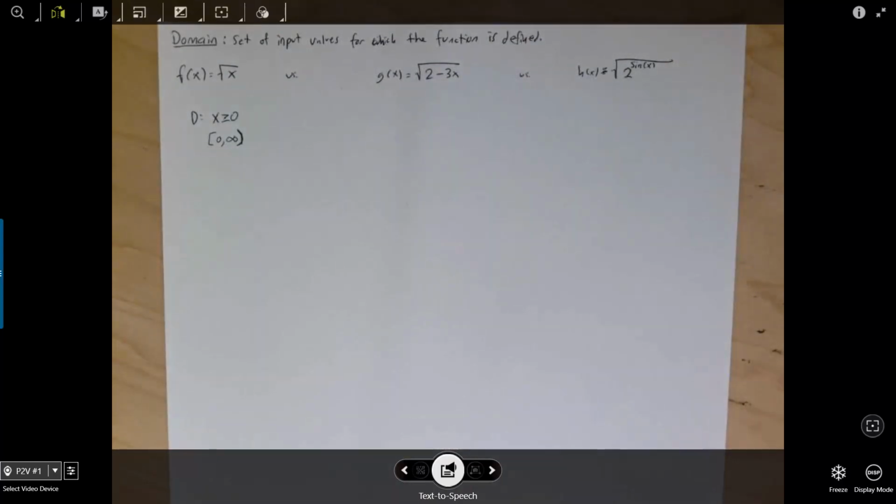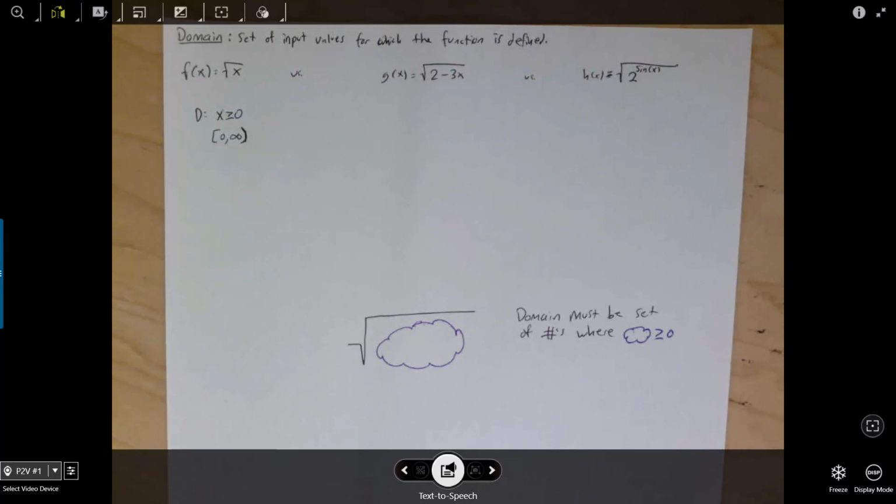And here's the idea. If you have the square root of anything, then the domain of this expression, if you were going to treat it as a function, must be the set of all numbers where whatever's under the square root has to be larger than or equal to 0. And it doesn't matter what we put in there. We know that the domain must be the values where that blob is larger than or equal to 0. So you can use that to set up an algebraic equation and solve for what the domain has to be.